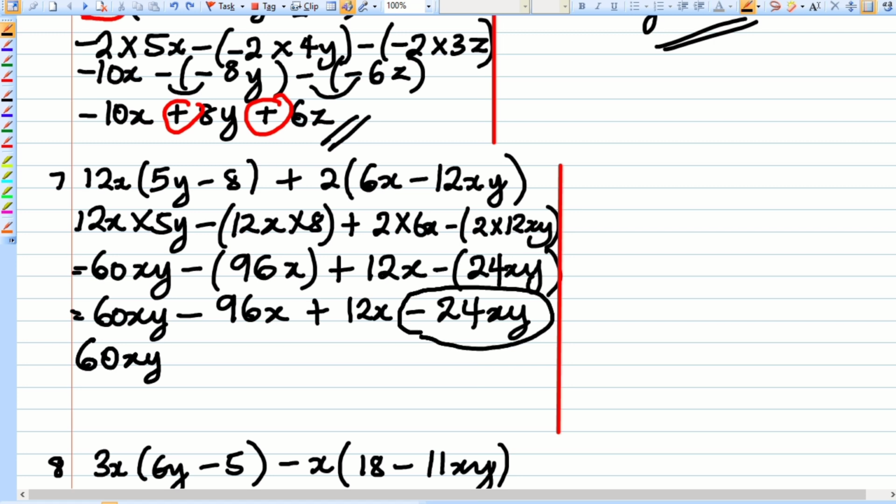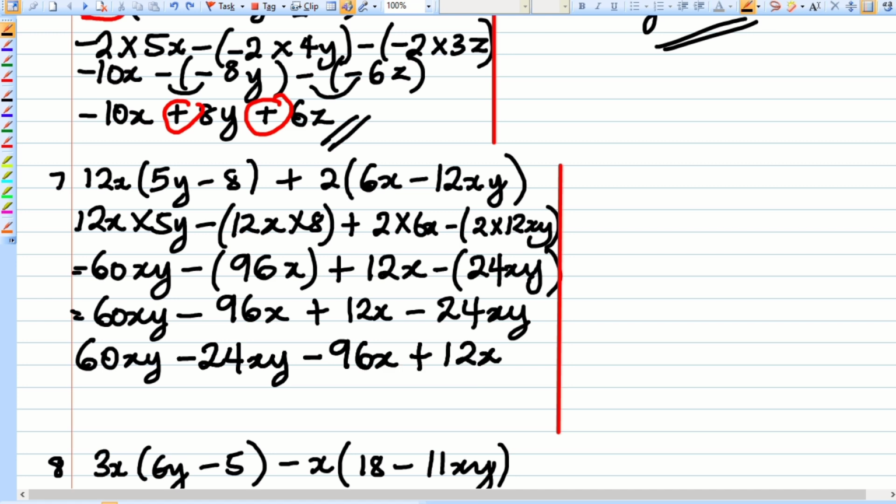This is minus 24xy. Anytime you're collecting like terms, collect them together with the sign. This is negative, so we're going to have negative there. So we have minus 24xy. Then we have minus 96x plus 12x. Finally, our final answer will be 60 minus 24. 60 minus 20 is 40. 40 minus 4 is 36. So this is 36xy minus 96x plus 12x. You see that now this is negative 96. I love to see this: anytime you see a negative in front of a number, it means you're owing someone some amount of money or something like that.